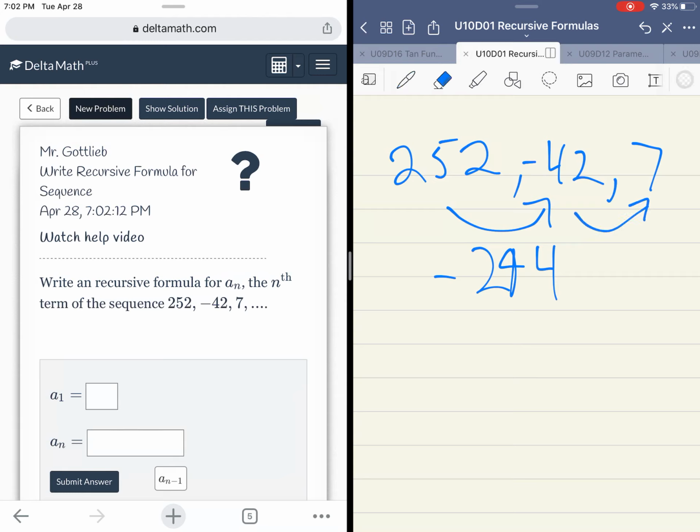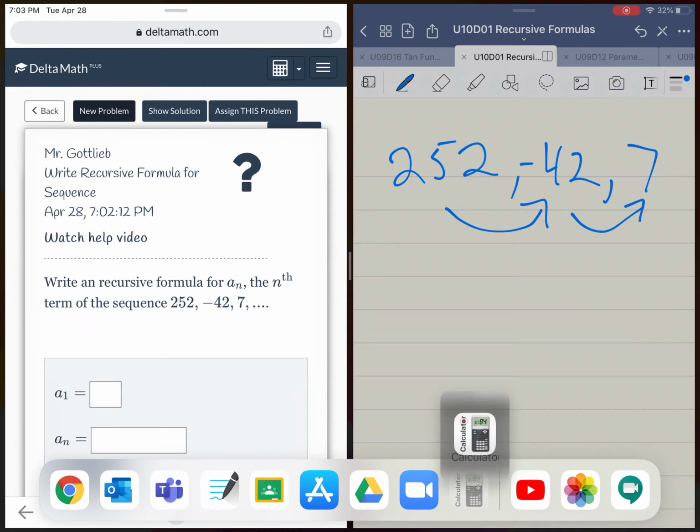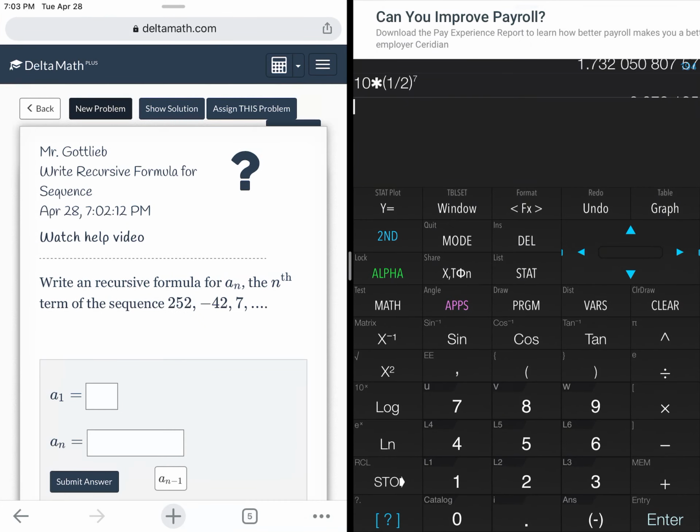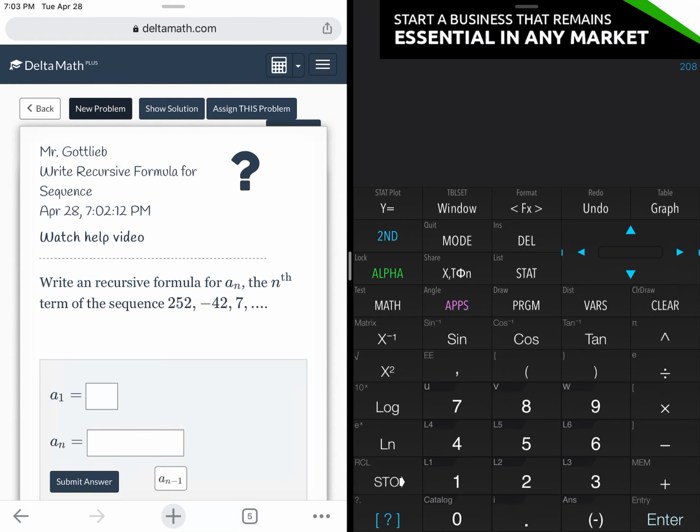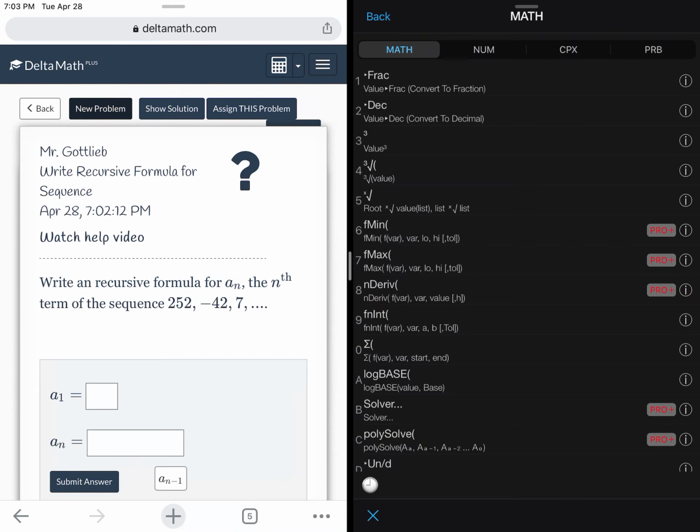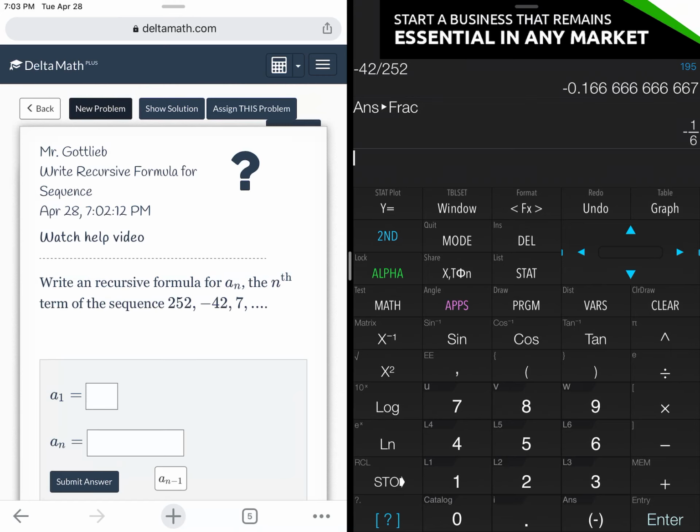So obviously, subtracting by 294 isn't going to work from negative 42 to 7, so I have to look for a second pattern. So to get it from a bigger number to a smaller number, and the number is changing from positive to negative, I would imagine that I'm dividing in some way. So I'm going to take my calculator. I'm going to try and figure out what I divided by. So I'm going to do negative 42 divided by 252, and this lets me figure out what I divided by. I think I want to turn that into a fraction, so I'm going to press math, press fraction, and enter. So negative 1/6. So the rule here seems to be divide by 6 and change the number to negative.